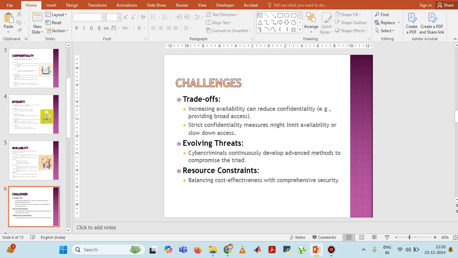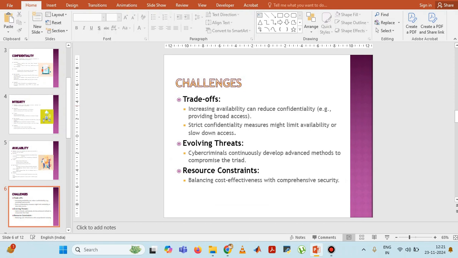What are they? First of all, the first point is trade-offs. Second is evolving threats, and the third one is resource constraints. What is a trade-off? If the availability of data is increased, then the confidentiality is reduced. And if we want to strengthen the confidentiality, then the data access speed is slowing down.